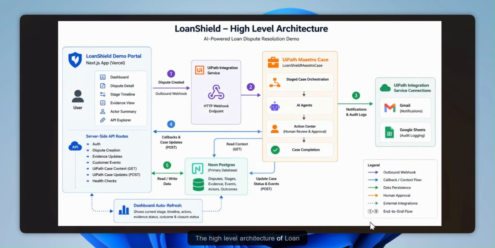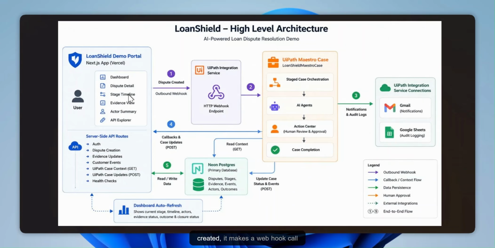The high-level architecture of LoanShield is: the user will start by opening a Next.js based application which I hosted on Vercel. It consists of all the types of disputes that one can raise, and this is purely for demo purposes that I have created. And I have connected a Neon database in the background just to save the information of all the disputes. But here comes the magic.